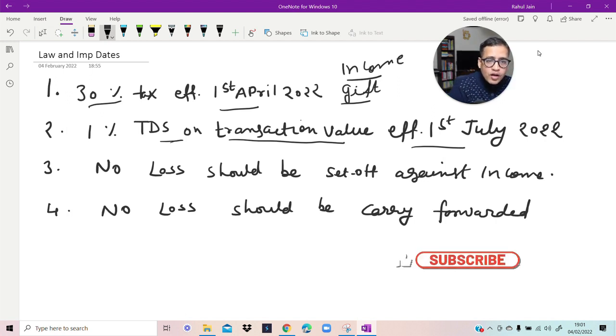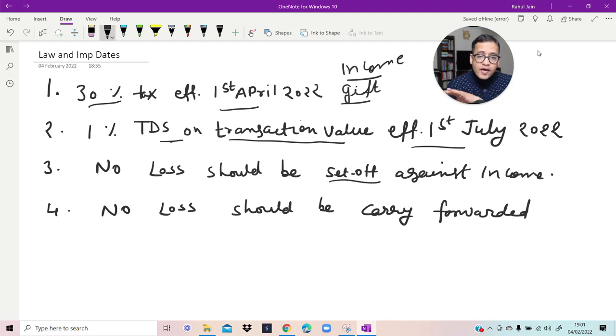Thirdly, no losses can be set off against the income. What it means is, if I lose money because of a bad investment in crypto, I can't deduct those losses from the income that I might have gained from other cryptocurrencies. I will again show you with some examples there. And finally, we cannot carry forward any losses to the next fiscal year. So that's another important point.